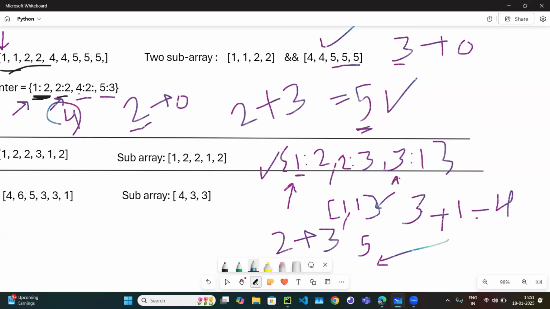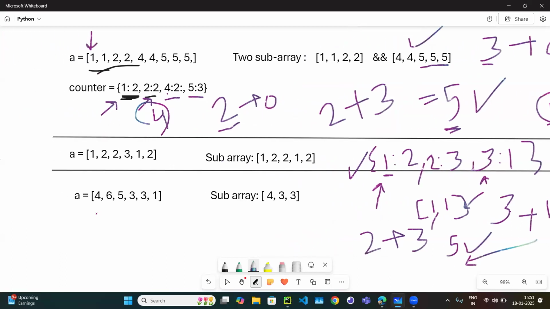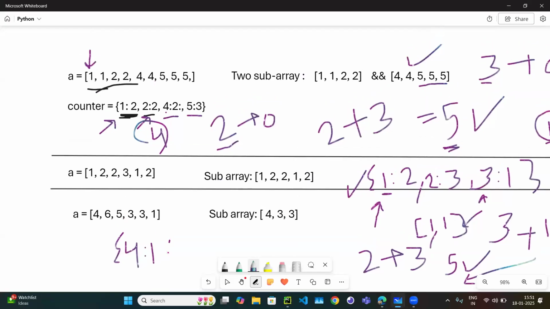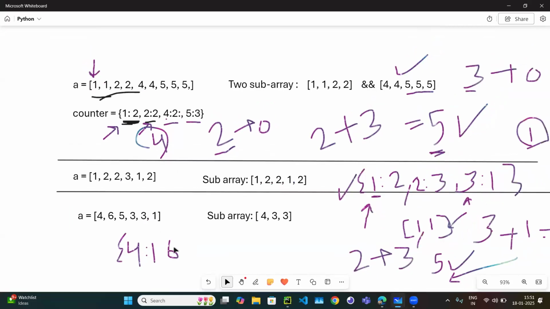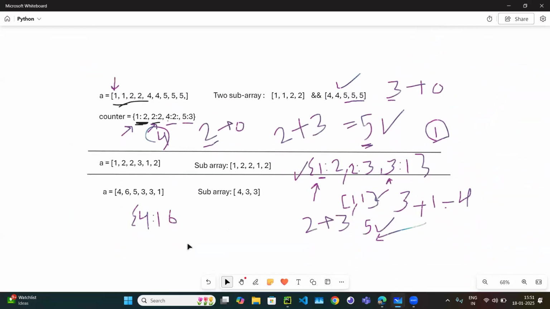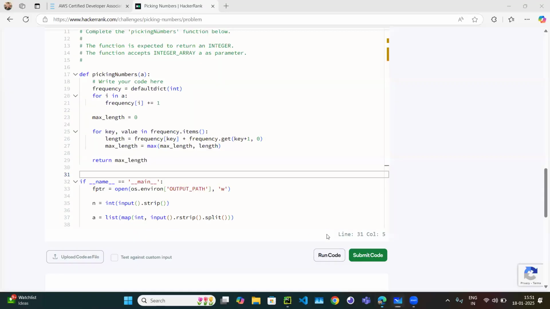Then check for the next element, 3. We have only one element 1. Do we have the 4, that is key plus 1? No, we don't have the 4. So only one element, which is less than the 5. So the maximum length is still 5. Let's go for another example. If we create a dictionary, it will be something like 4 is only 1, 6 is also 1, 5 is also 1, 3 is 2. So basically it's more or less the same.